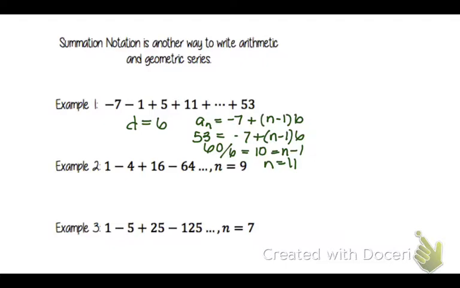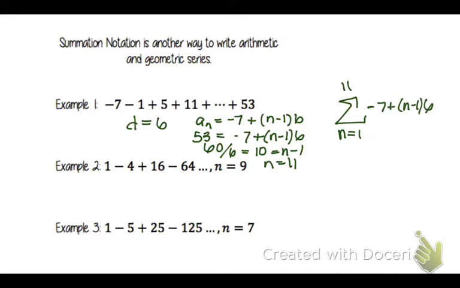So for the summation notation, they're asking us to add together everything from the first term to the 11th term, and we're using the formula -7 plus n minus 1 times 6. So that is the exact same problem. It's just written a different way.